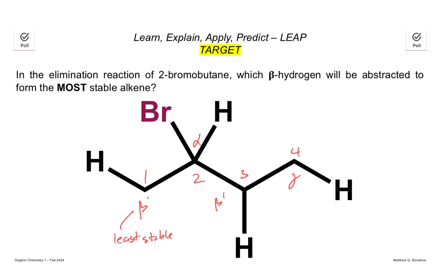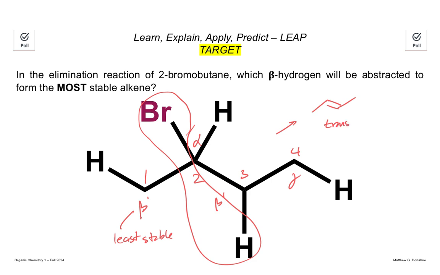So now for this question, it's the opposite. We're going to lasso out the H at beta prime, which is carbon 3. We put the double bond in there. And now the choice is trans or cis. How do we know what we're going to form?